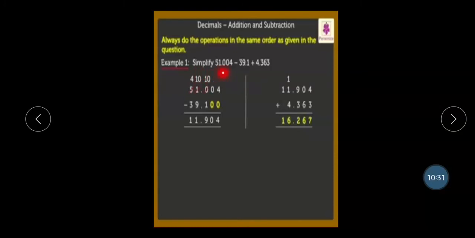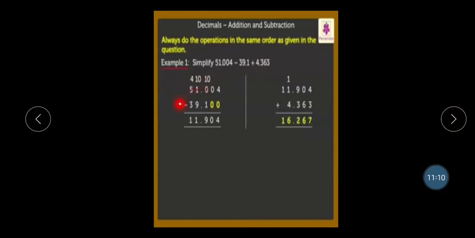Example 1. Simplify 51.004 minus 39.1 plus 4.363. Children, this type of question is not there in your book, but in future it can come, or it may come for your competitive exams. So always keep in mind, whatever the order is given, you are supposed to follow that. If subtraction is given, first you will subtract and then do the addition. And if addition is given and subtraction is given later on, you will follow the order which is given for addition and subtraction.